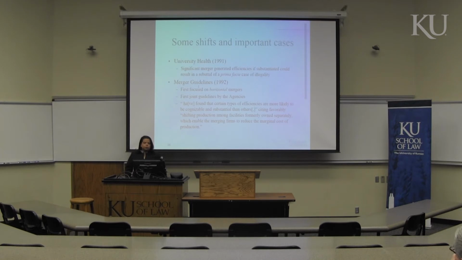We have also the birth of our Merger Guidelines in 1992. This was the first one that was focused exclusively on horizontal mergers, and was also the first joint guidelines by the agencies, so both by the Federal Trade Commission and the U.S. Department of Justice. And we see that, yes, we're getting closer and closer to understanding what this merger efficiency thing is all about.